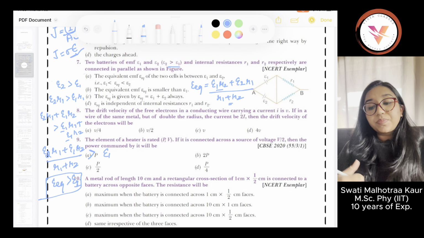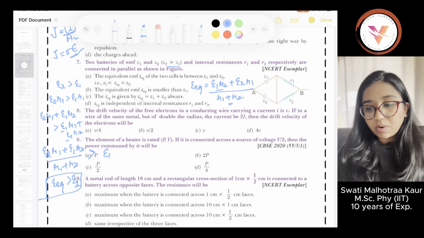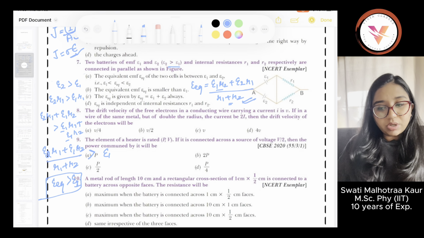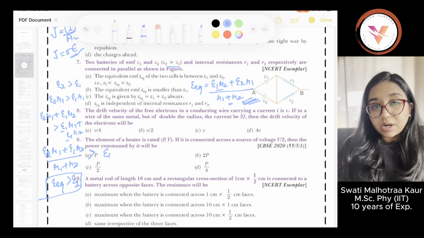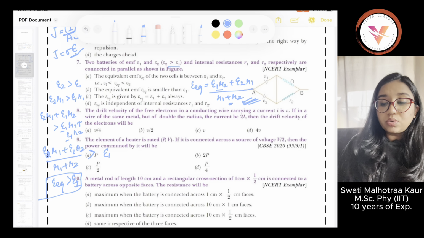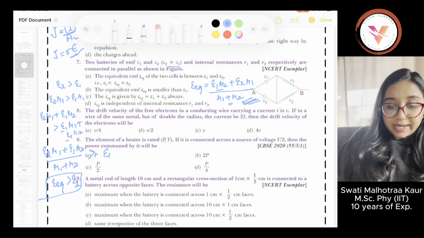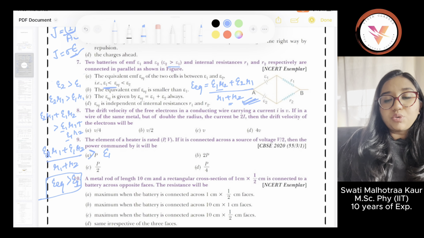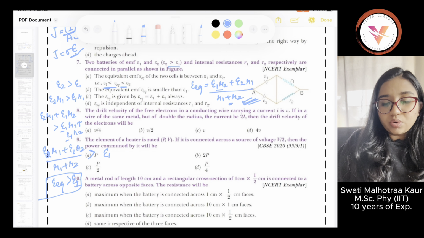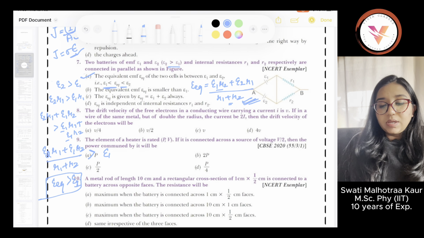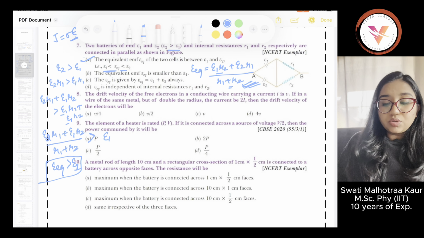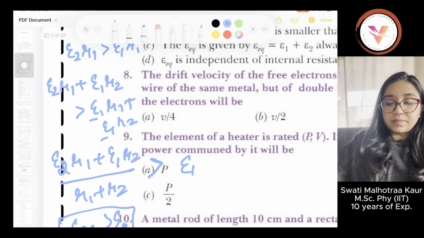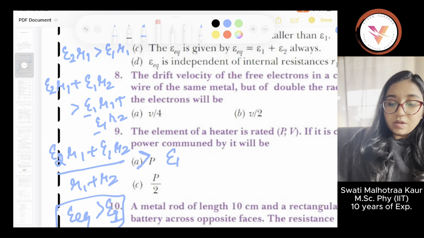So E equivalent is smaller than E1 is wrong. Next, E equivalent is given by E1 plus E2 is also wrong because you can understand from this formula that it is not equal to E1 plus E2, and it is also not independent of R1 and R2 because R1 and R2 are there in the formula. So it is greater than E1 and it is obviously less than E2 because E2 is greater than E1. So A could be the appropriate answer. Okay. So I have just used the linear inequality thing.